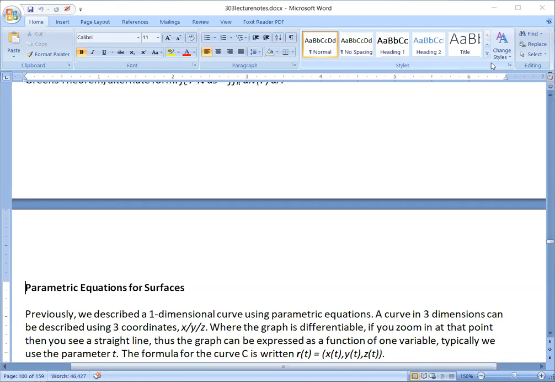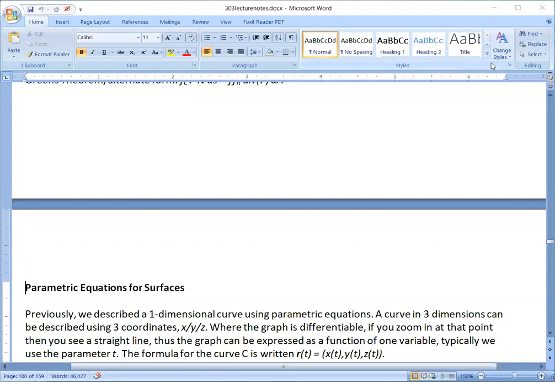So where the graph is differentiable, you could zoom in on a point of the graph and see a straight line. And then that always tells you that the graph can be expressed as a function of one variable, and we typically use the parameter t. And then the formula for the curve is written like this. R of t, curve C is R of t equals X of t, comma Y of t, comma Z of t. Okay, so that was what we had done before.